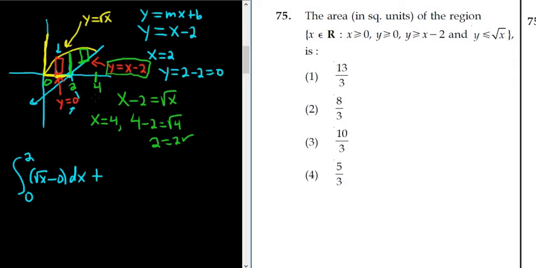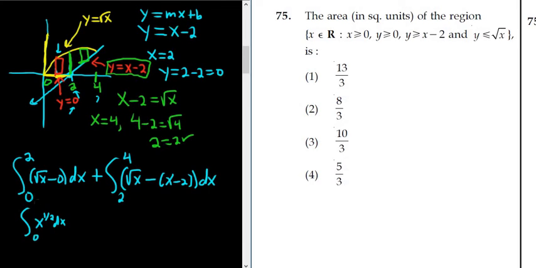Plus, and then we're going from 2 to 4. And this would be, again, the square root of x minus parentheses x minus 2, dx. All right, so this should give us the area of the region. So let's keep going. The square root of x, we can write as x to the 1/2. That's a convenient way to write it to integrate.